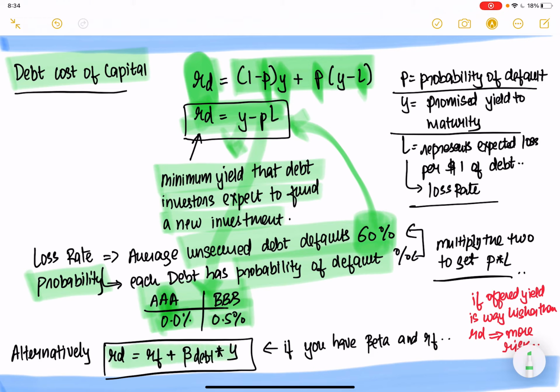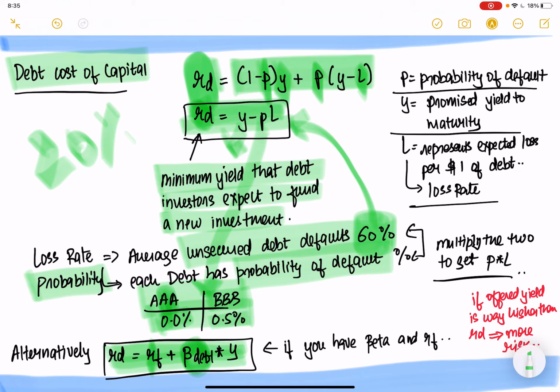Alternatively, you can use CAPM as well for debt cost of capital, which is RF, the risk-free rate, plus beta of the debt times the market risk premium. So you either need to know the probability or you need to know the beta of the debt, which are also published. Betas of certain securities are published. So when you know the beta, you can also calculate RD from beta. Either way, you need one of them to find out the debt cost of capital.